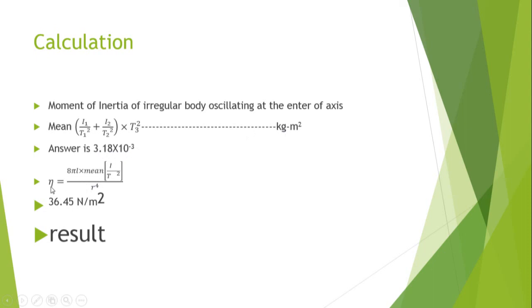Next is rigidity modulus. This is the formula for the estimation of rigidity modulus: 8 into pi into L, where L is the length of the wire and pi is 3.142, divided by mean I by T square, which is in the last column of the tabular column, and R is the radius of the material wire. If you substitute and calculate, we will get a rigidity modulus of 36.45 Newton per meter square, and upon this you can write the result of the experiment.